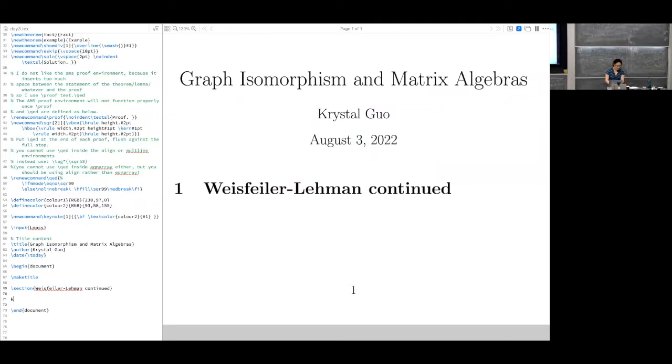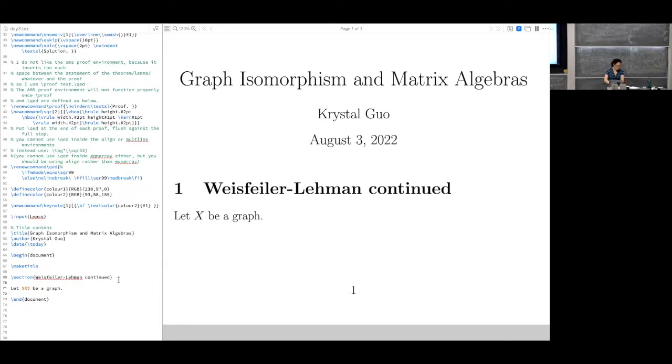So, more formally than last time, let X be a graph. I think in general you can run this Weiss-Lehmann algorithm on a colored graph. So you have colors on the vertices and colors on the edges, and the isomorphisms must preserve the colors. But anyway, we will just do it on an unweighted graph, just a graph on n vertices.